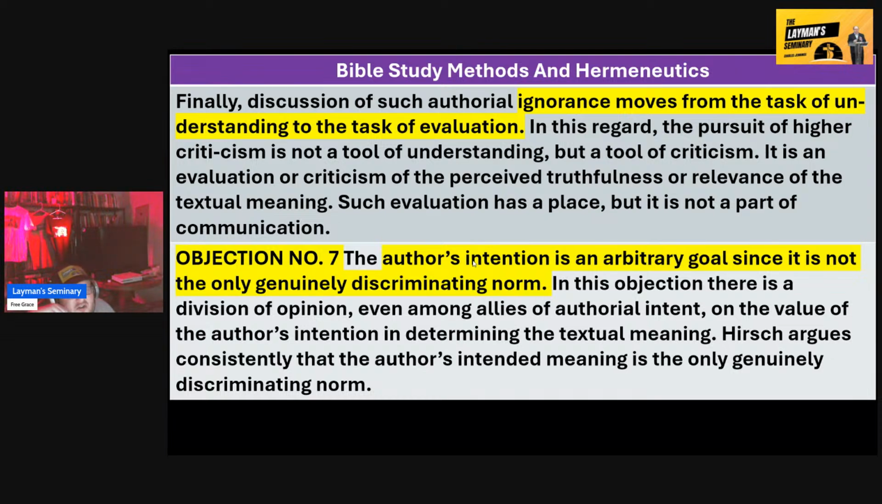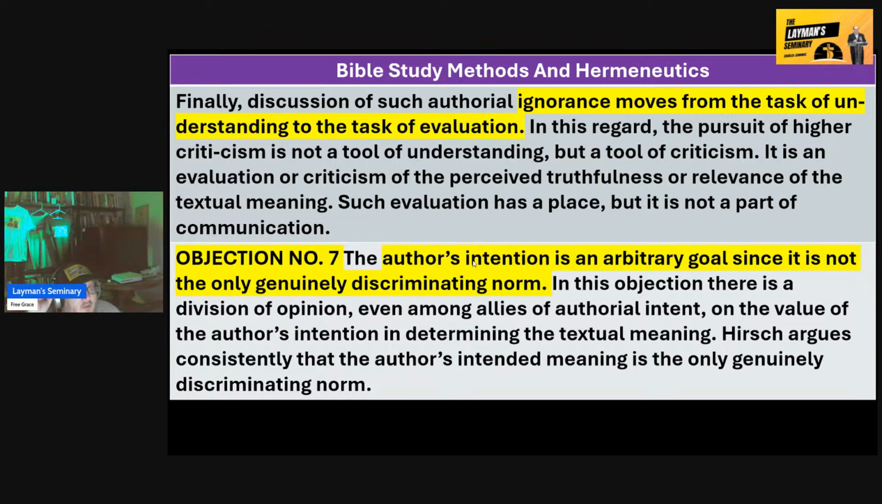Finally, discussion of such authorial ignorance moves from the task of understanding to the task of evaluation. In this regard, the pursuit of higher criticism is not a tool of understanding, but a tool of criticism. It is an evaluation or criticism of the perceived truthfulness or relevance of text or meaning. Such evaluation has a place, but it's not part of communication.